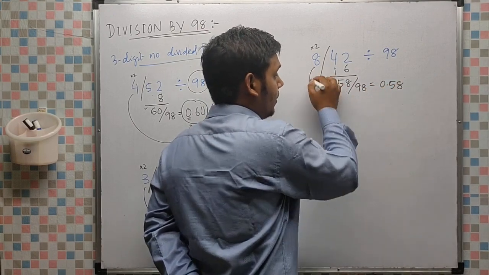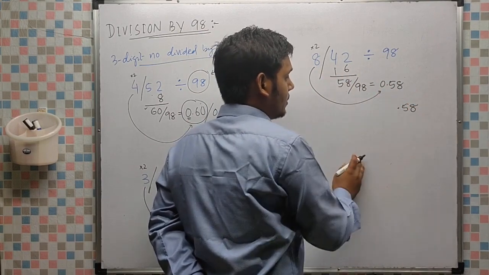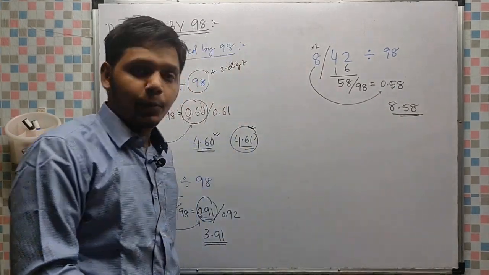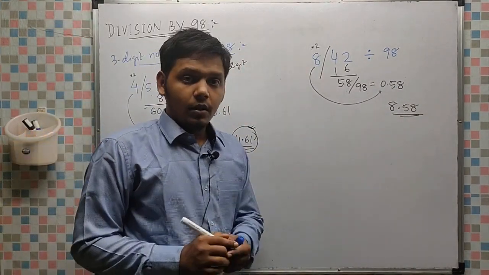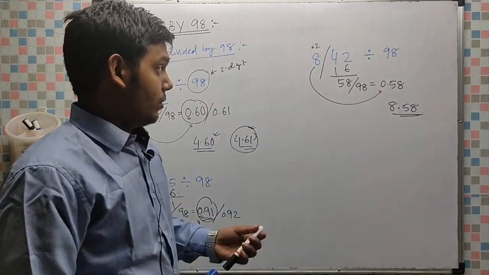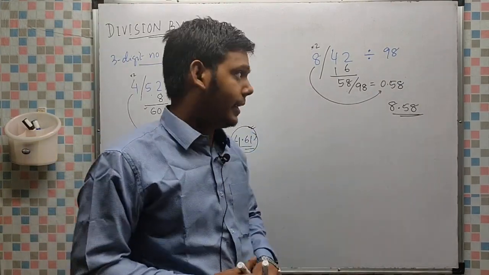0.58. Now you have to add. So 0.58, 8 plus 0, that is 8. The answer is 8.58. This is the approximate answer. This means the decimal value is approximate only. Okay, don't think this is the totally exact answer. This is an approximate answer, and this is also correct.